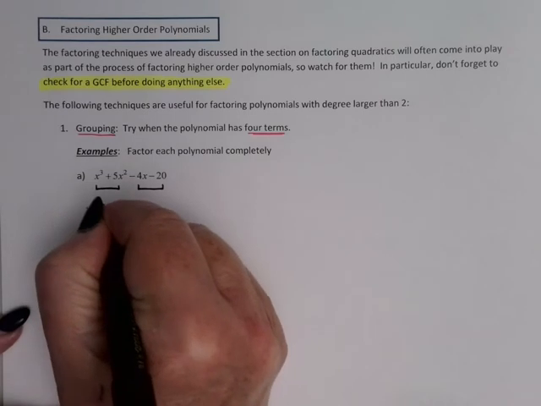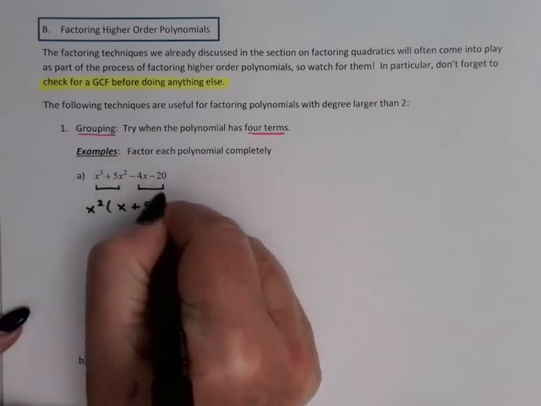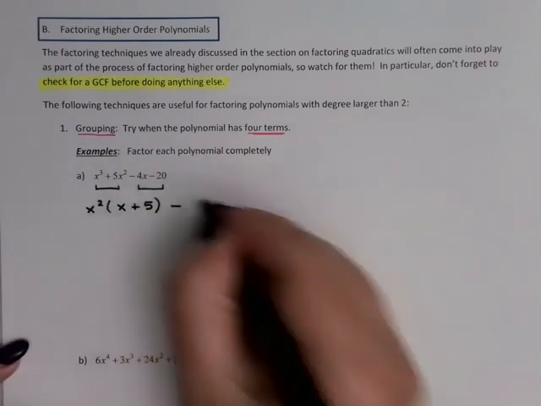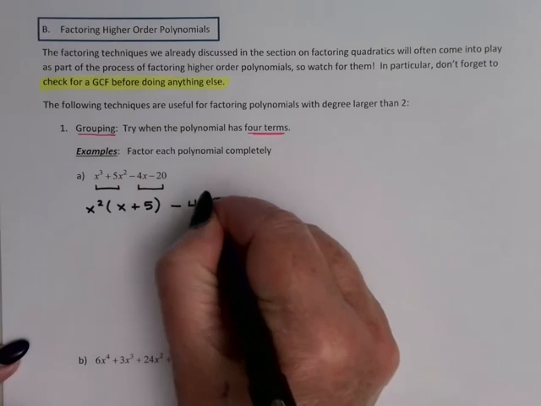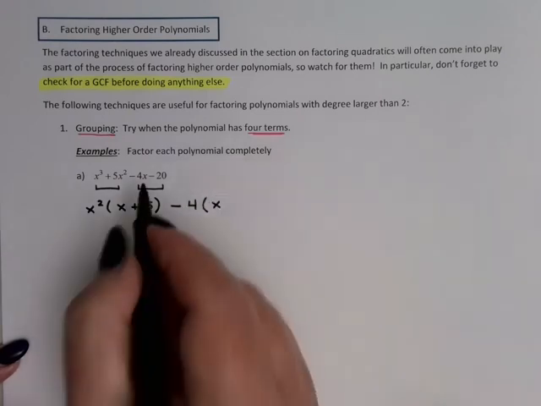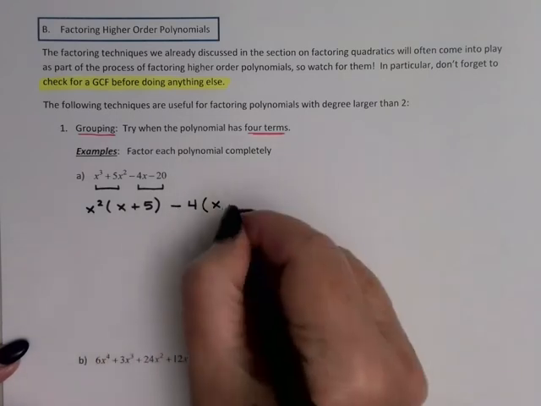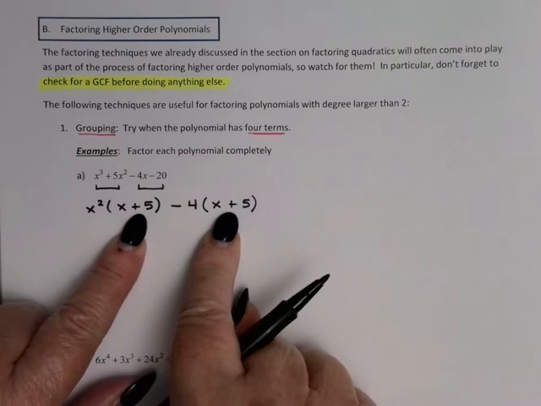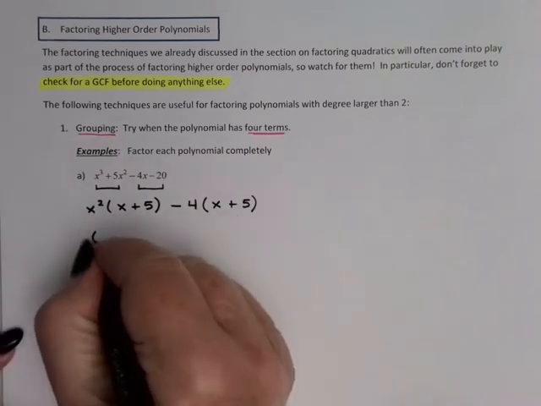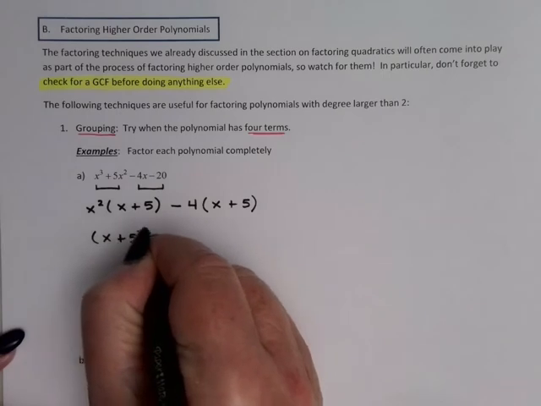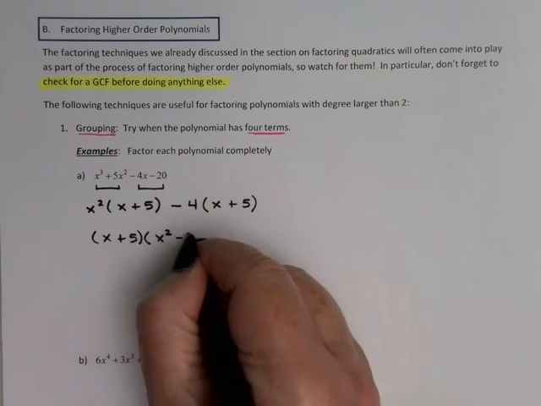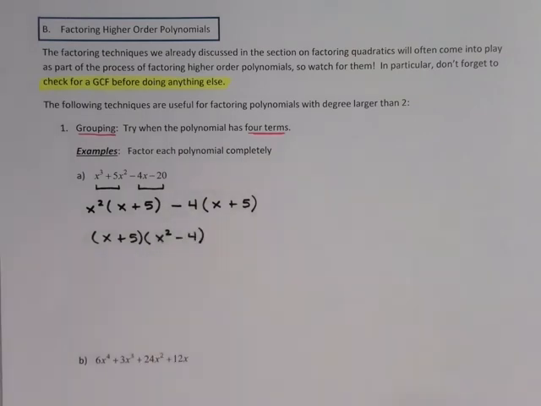In the first group, I can factor out x squared, giving me x plus 5. And in the second group, I can factor out a negative, since there's a minus between the groups, and then also a 4, which makes that x, and notice a negative divided by negative is a plus 5 again. I do have a match between the two binomials, so I can factor out that common binomial, which leaves me x squared minus 4. I've now completed the grouping step.